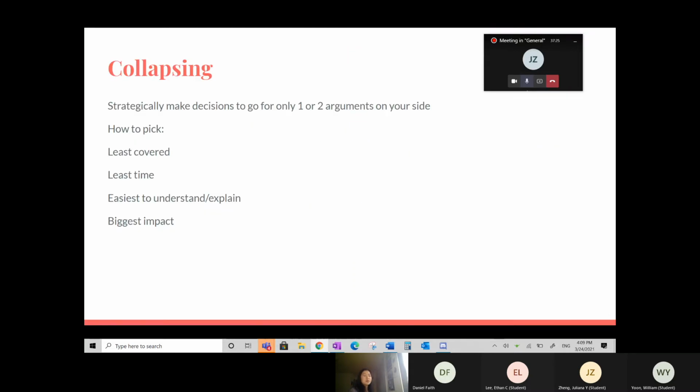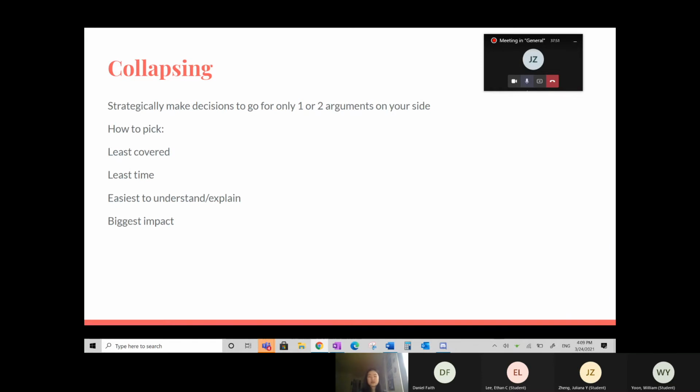So let's talk about collapsing, right? Collapsing, as we talked about before, is choosing the 1 or 2 arguments that are most important on your side. So you might wonder, okay, how am I supposed to know which ones are the best or which ones I should go for? There's a couple different ways you can do it, and a couple different strategies.